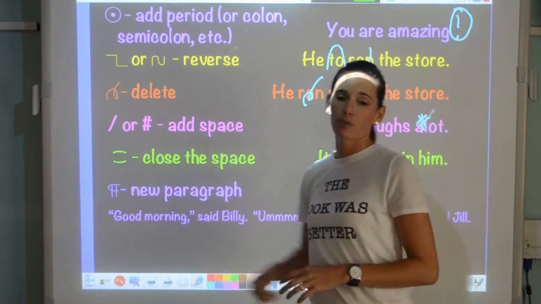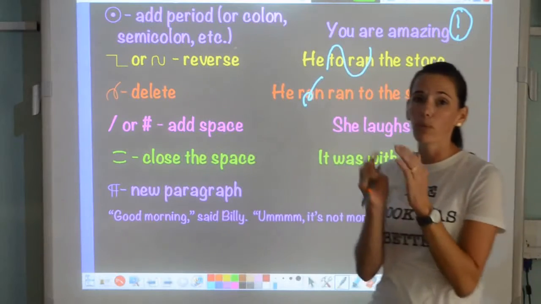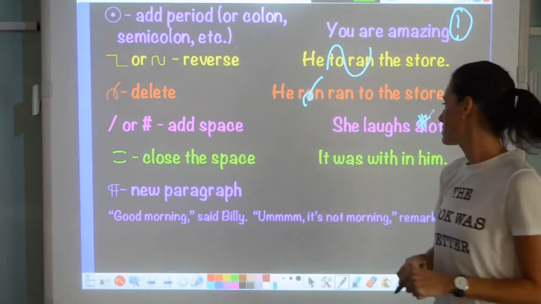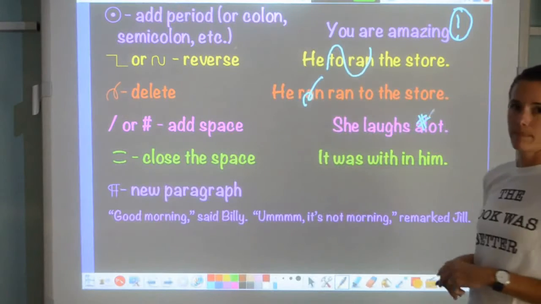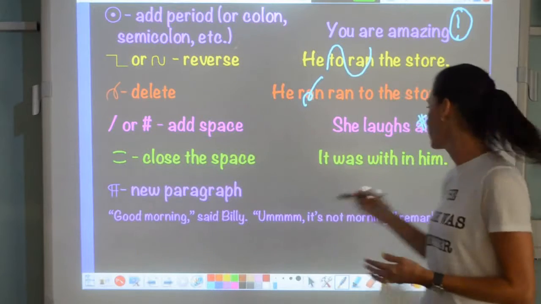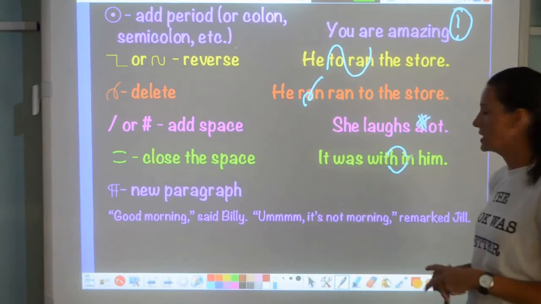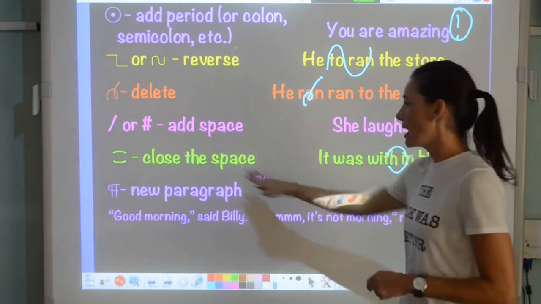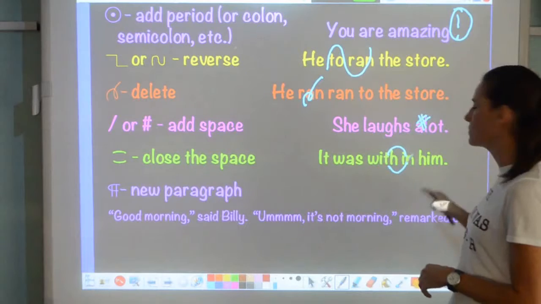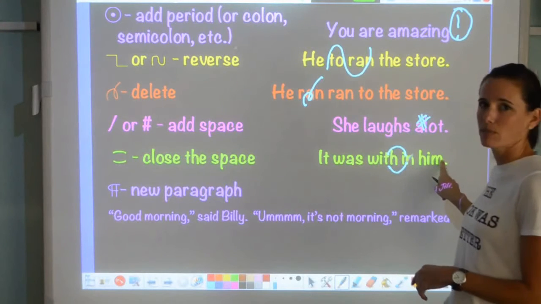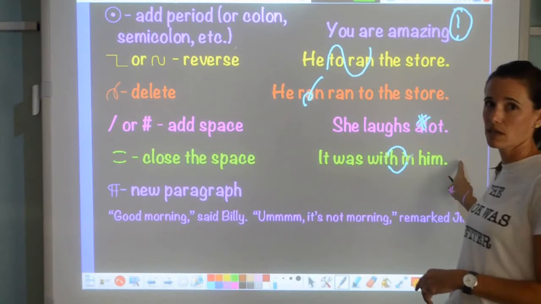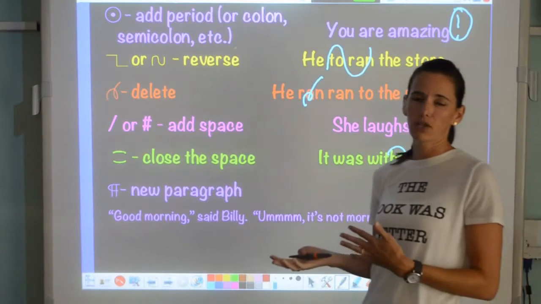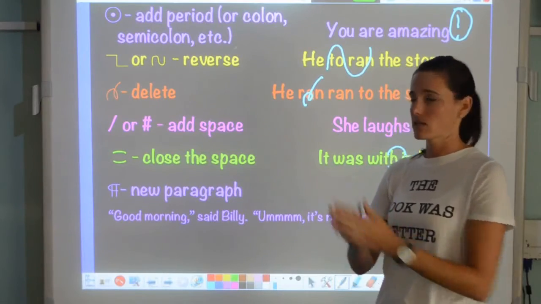If you need to close a space, if there is a word that should be 1 word but it was written as 2, then you use the sideways parentheses. "It was within him." Well, within is actually 1 word. So I go like this to show that I need to close the gap. Another time we close the space, sometimes I see when you're typing that you put a space in between the last word and the punctuation, so I might use it there to show that the period or the punctuation at the end of the sentence needs to be right next to the word.